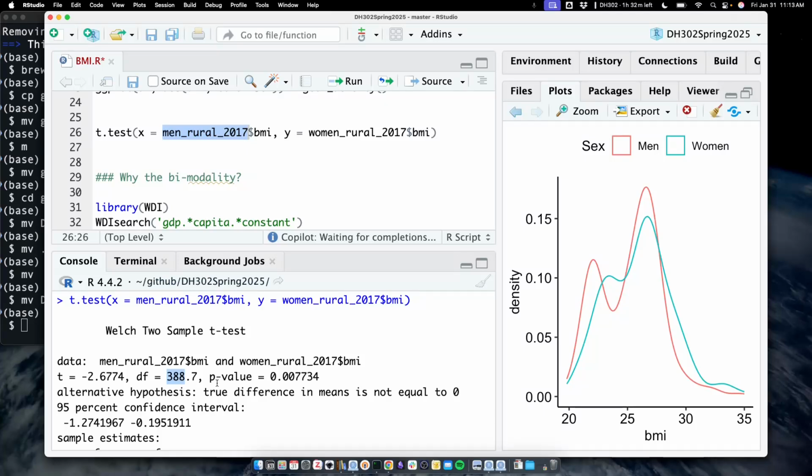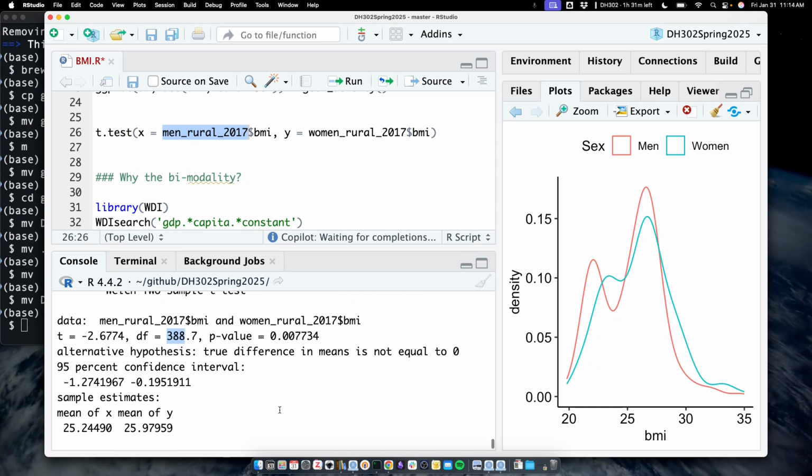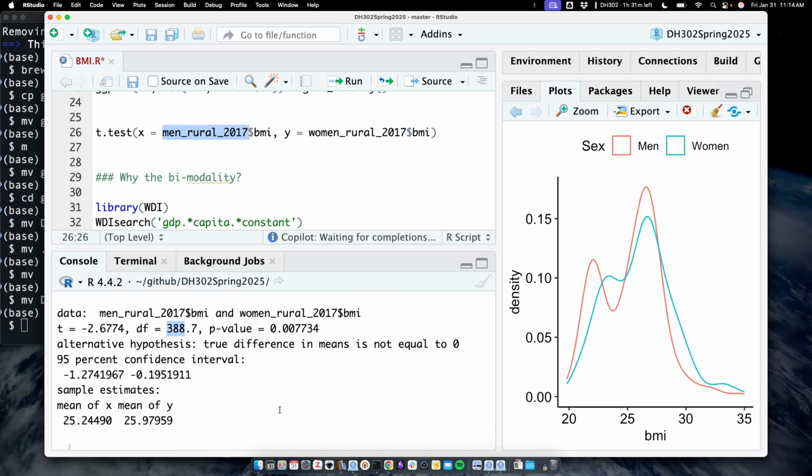This is not an integer because the formula for the Welch t-test uses standard errors in the calculation of the degrees of freedom. That formula is there on your slide. You don't need to memorize anything for this class. If required, I'll give it to you. But this is where that DF comes from. And the p-value is 0.007. So we can reject the null hypothesis, which is that the men's and women's BMI is equal.